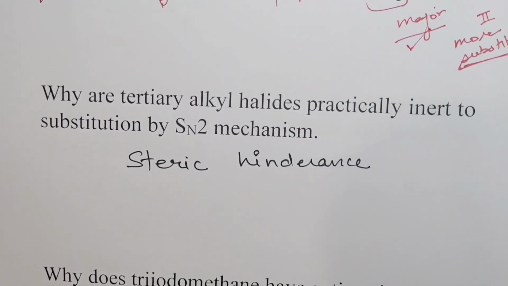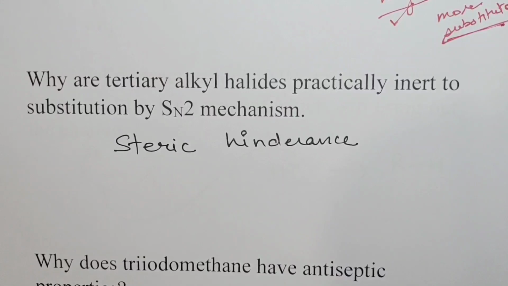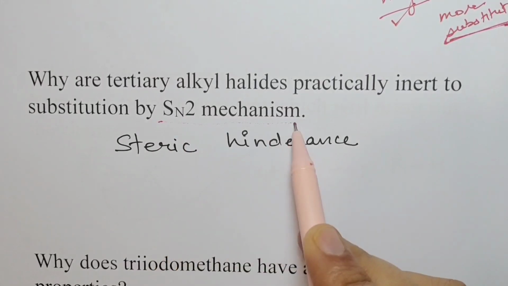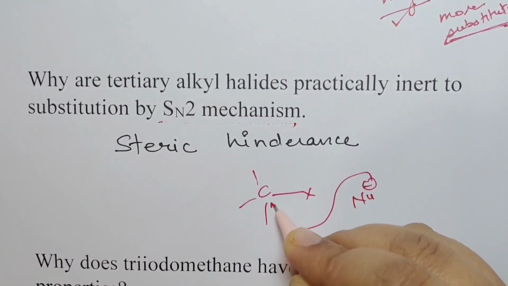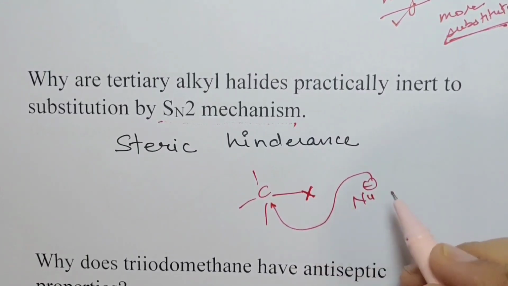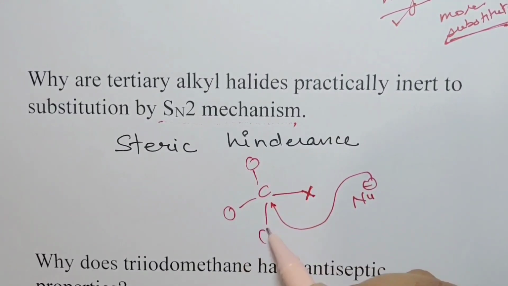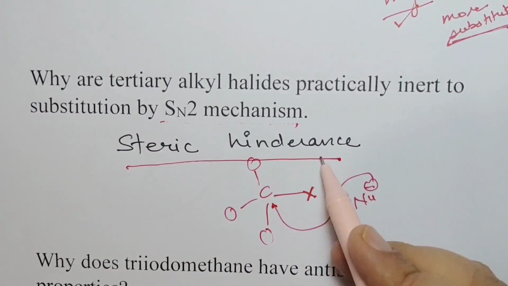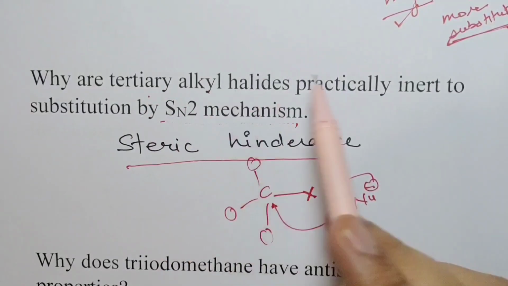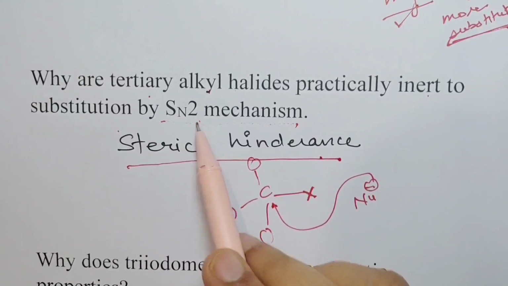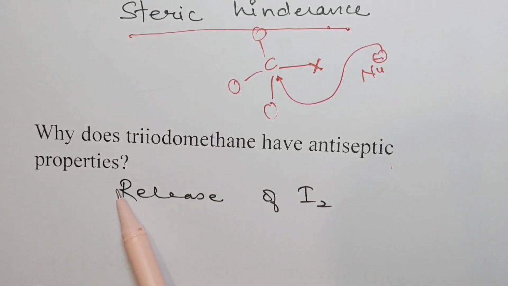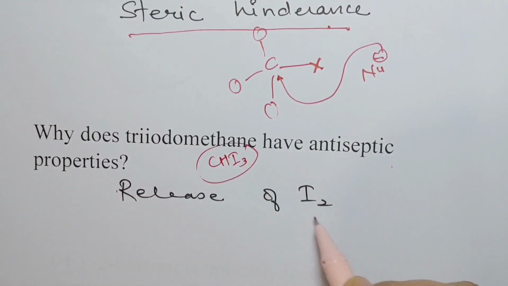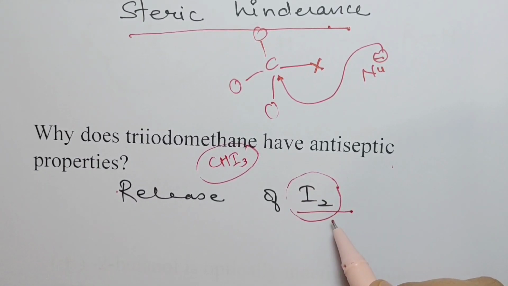Moving on. Why are tertiary alkyl halides practically inert to substitution by SN2 mechanism? In SN2 mechanism, we know that the nucleophile attacks the carbon while the X is still attached to it, right? So if there are three bulky groups here already, the nucleophile would not be able to approach. Okay, so the short answer is steric hindrance. Because of steric hindrance, tertiary alkyl halides are inert to substitution by SN2 mechanism. Moving on. Why does triiodomethane have antiseptic properties? Because triiodomethane liberates iodine and this iodine is the one with antiseptic properties.